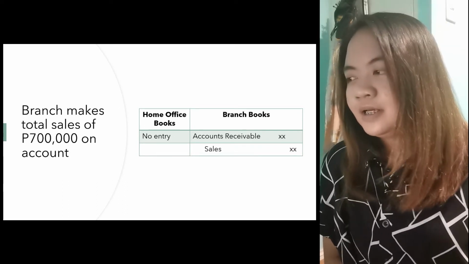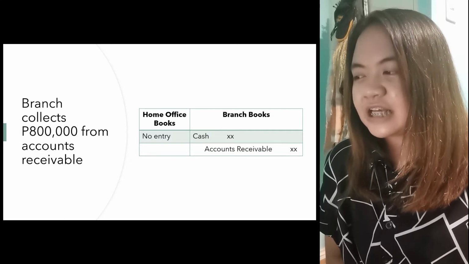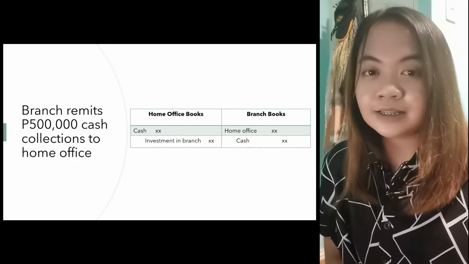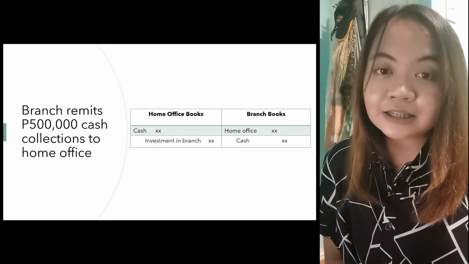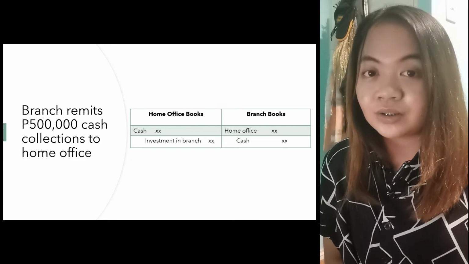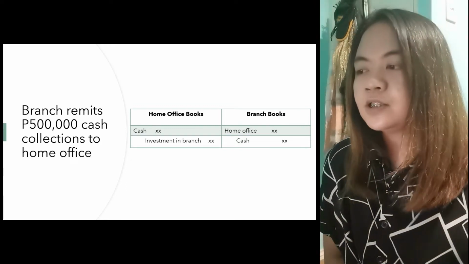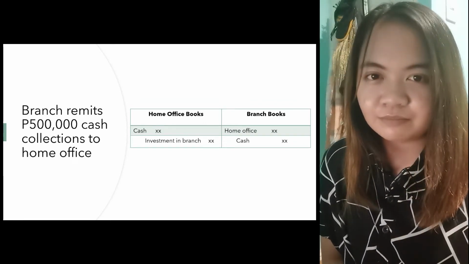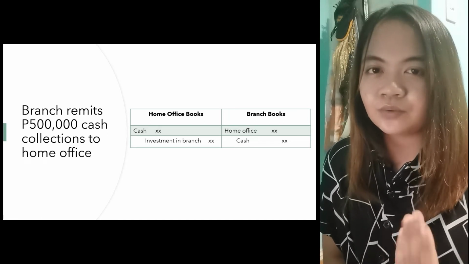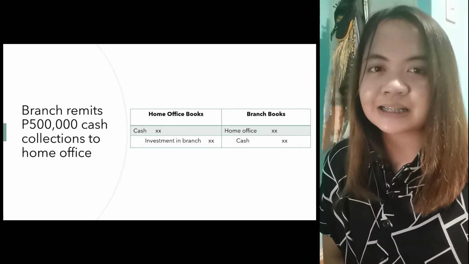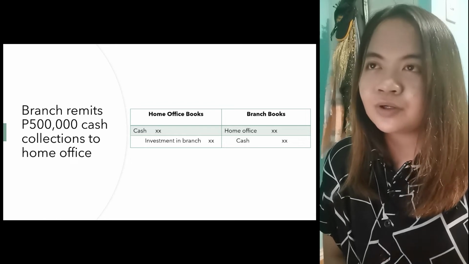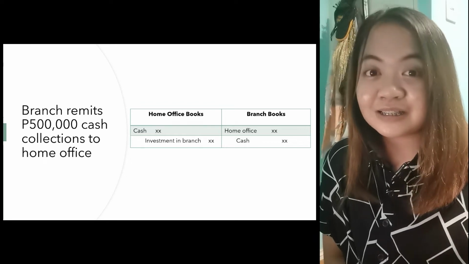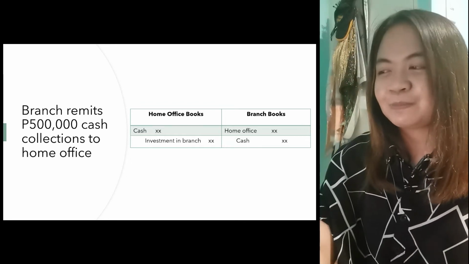Okay. Branch remits 500,000 cash collections to the home office. Ito, may transaction na. Nag-dealings na uli sila. Nag-remit. Okay, how do you do that? It's a deduction sa investment in branch. Okay, remittances. So, debit cash, nakatanggap kasi si home office ng cash, and then credit investment in branch. Okay, as a deduction na, sige, nag-remit na sa akin si branch, bawasan na natin yung habulin natin sa kanya. Okay, then next we debit home office deduction and then credit cash.